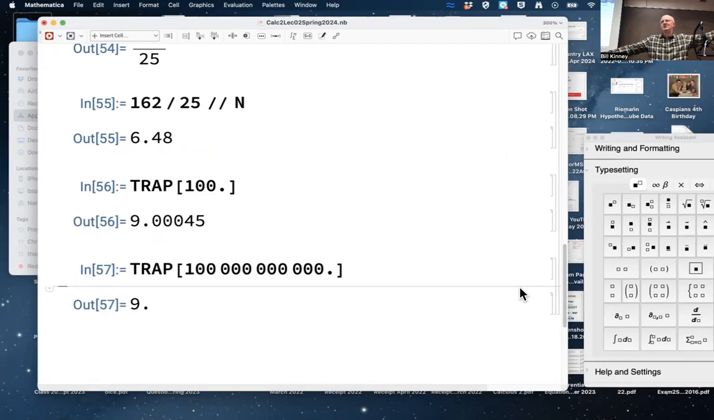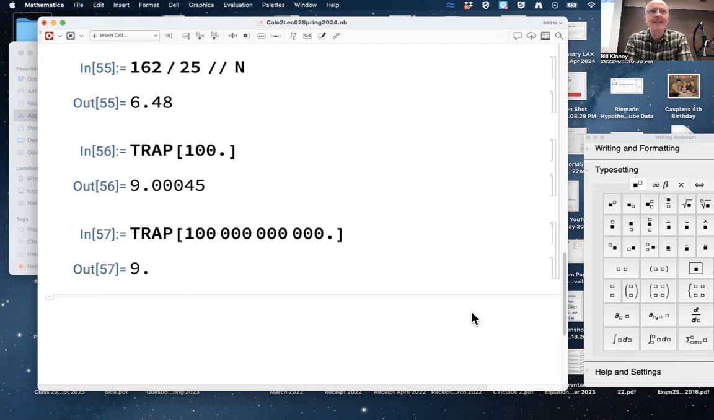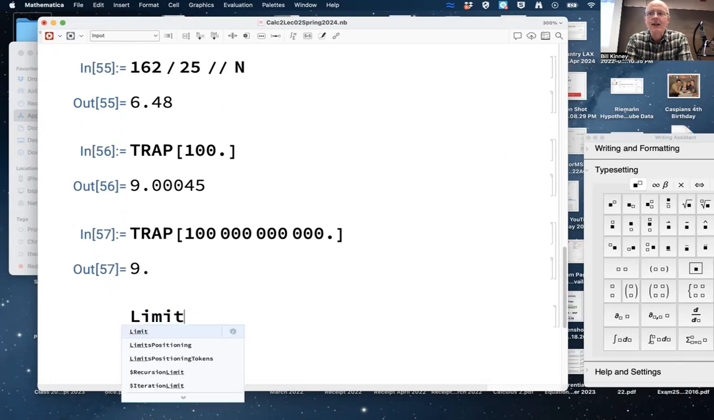But you might say it's just too simple of a situation, just x squared from 0 to 3. How could it be something weird like that? And that's probably a pretty convincing argument, though it's not a proof. What do we do instead? How about limit?